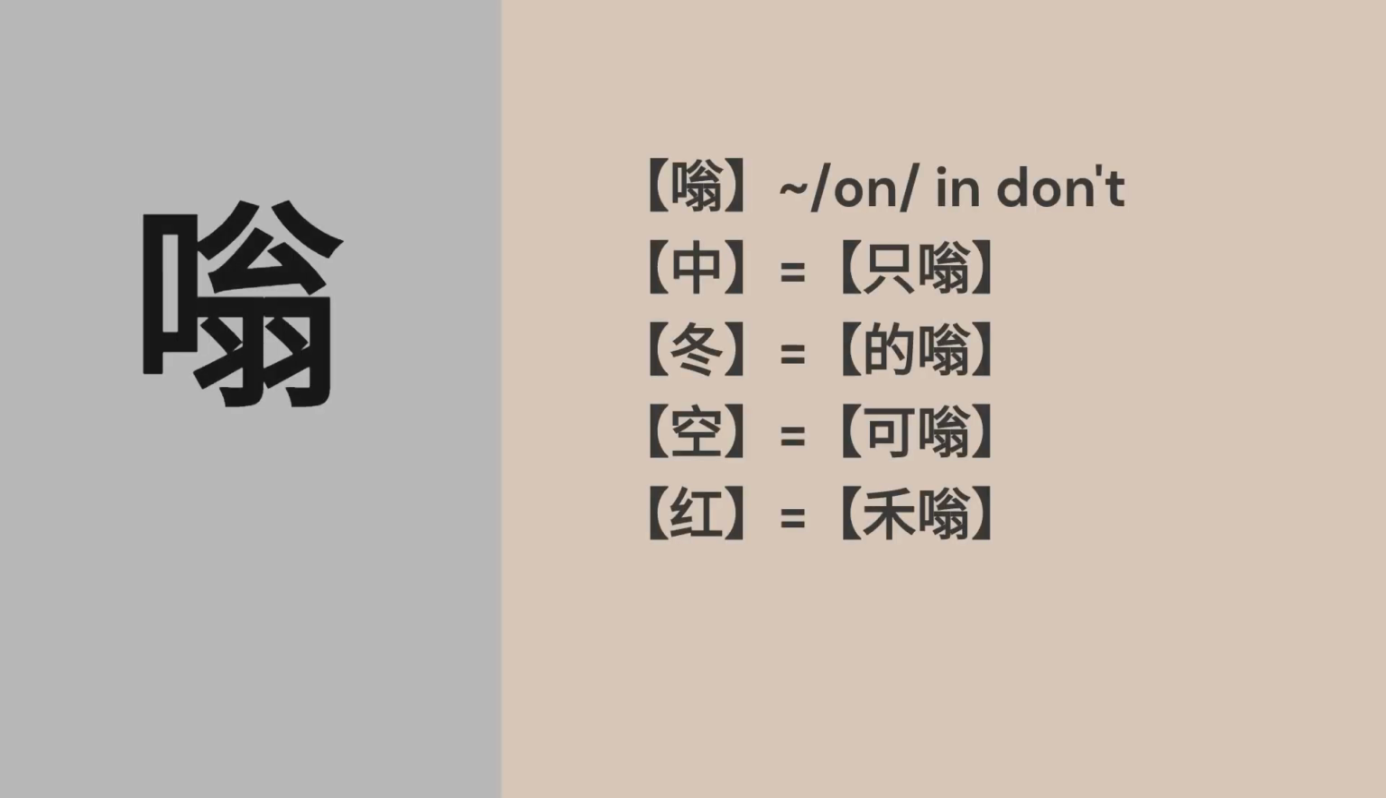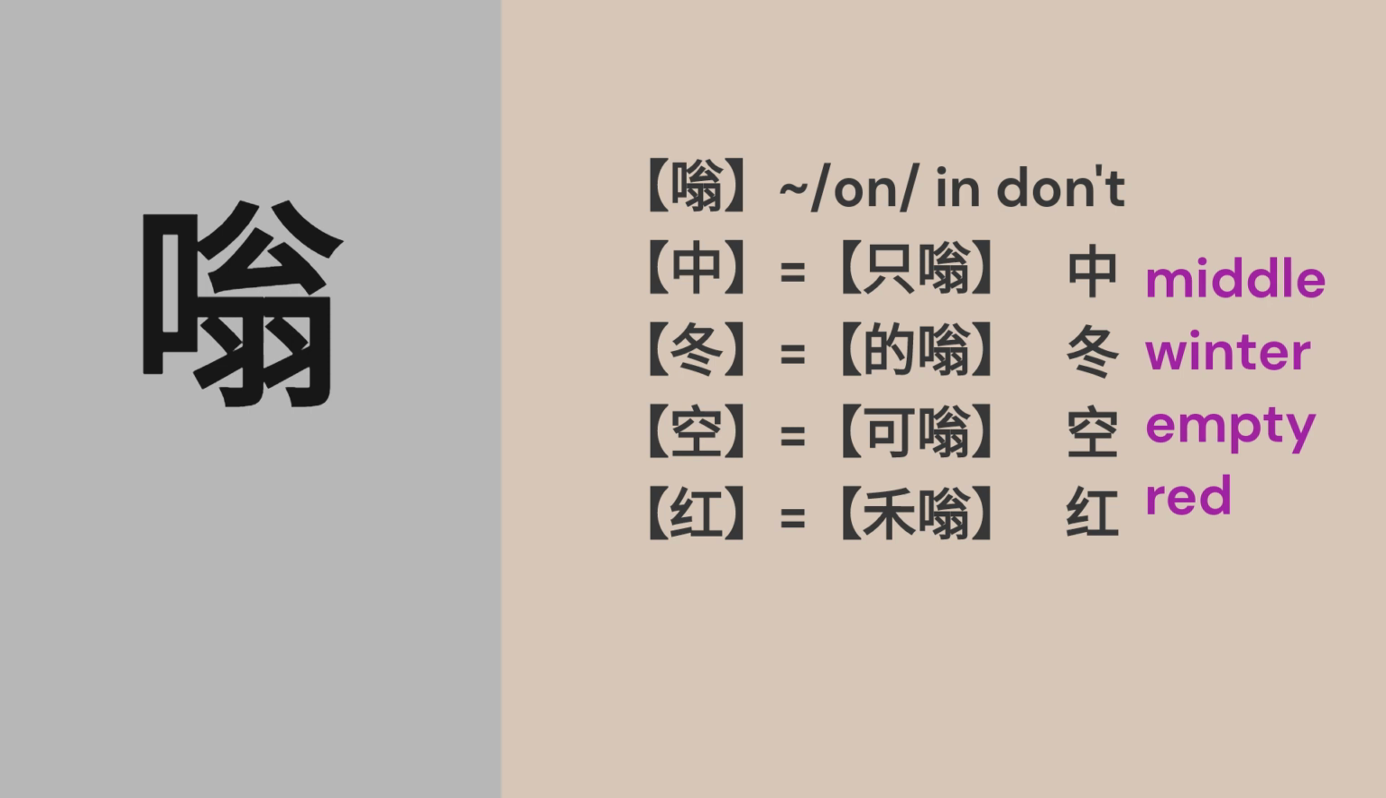Similarly, I introduced a meaningless interjection ong to represent the vowel, which sounds similar to on in don't in English. You can easily identify this vowel in many Chinese characters such as 中、东、空、红、用 by saying each word long enough. 中、东、东、空 and so on.